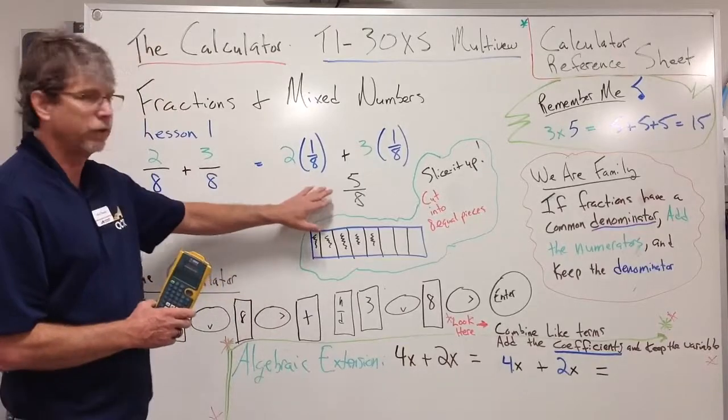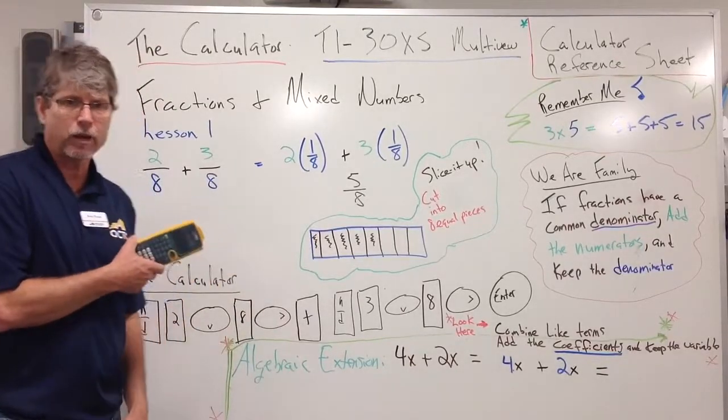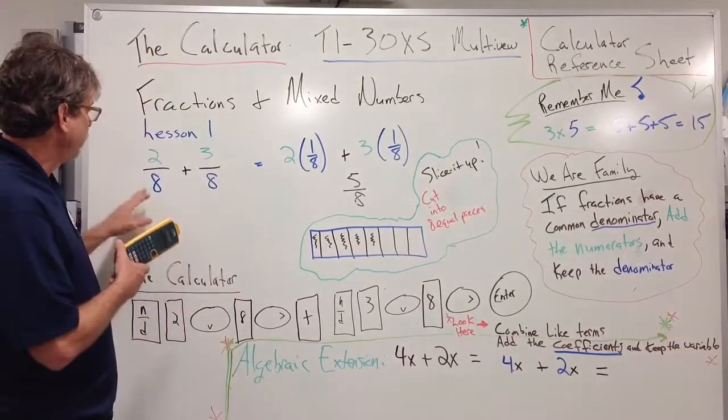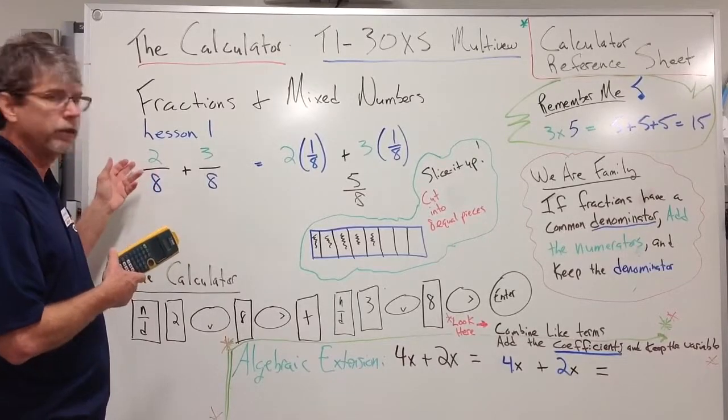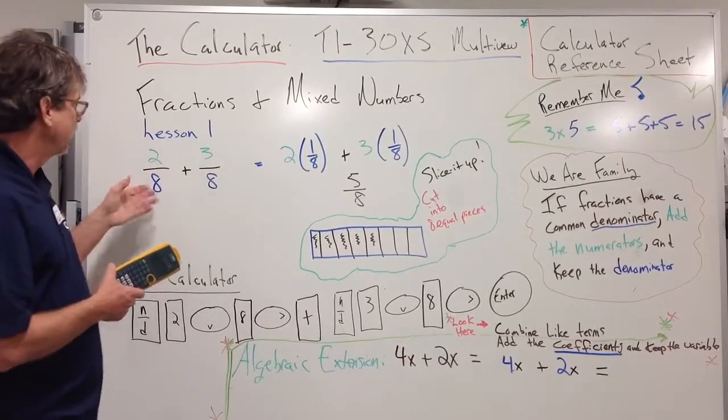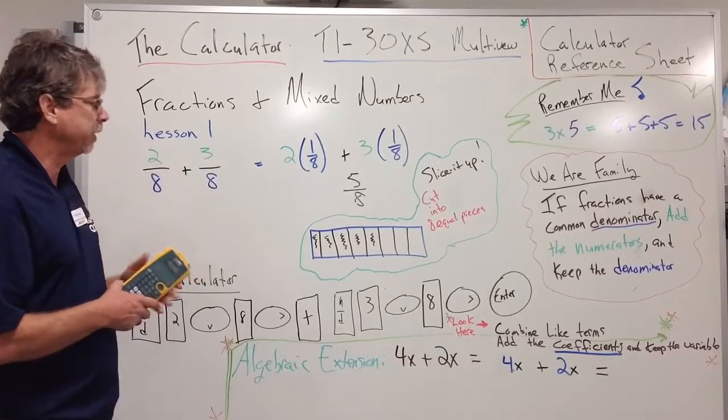So the calculator can also give you 5/8, but notice that took a lot of time just to put that in the calculator. If we have the same denominator, it's actually pretty easy to just type the fraction in as 2 plus 3 and keep the 8.